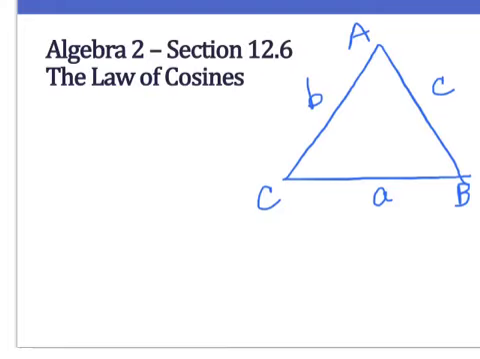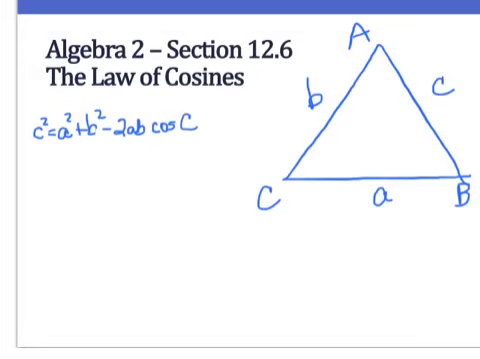Now the law of cosines starts with looking like the Pythagorean theorem. C squared is equal to A squared plus B squared. But if it's not a right triangle, this is not going to be true. So we subtract 2 times AB times cosine of C.